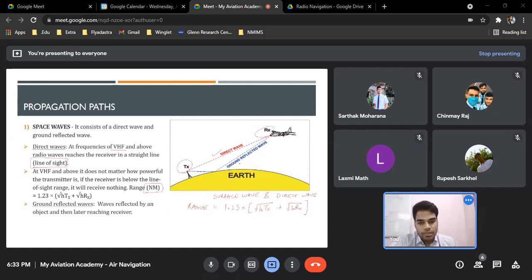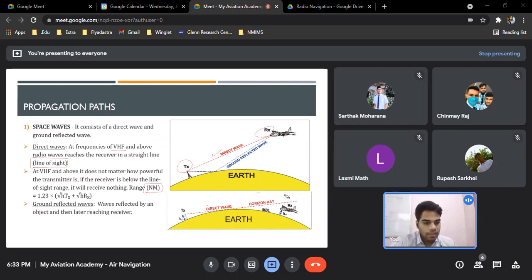Ground reflected waves are waves reflected by an object or the ground, and they always reach later than the first one. You can see in this picture as well. If I erase this, you can see this example. What is happening in this example? This is supposed to be a surface wave, but if I have a tower here, this is an example of direct wave. When the transmitter is transmitting the wave, it has not been diffracted. That is the reason it has just traveled above the aircraft, so the receiver is not able to receive this radio wave.